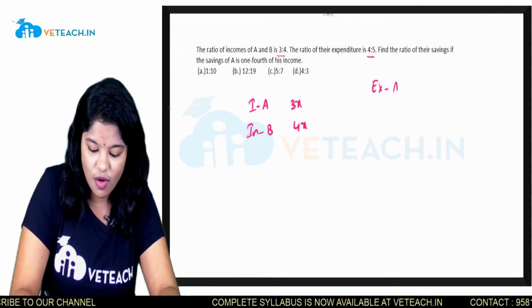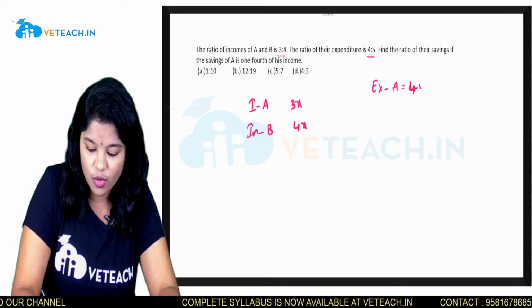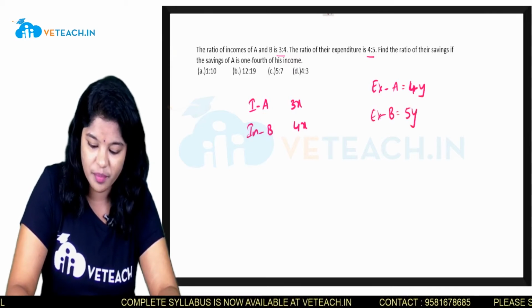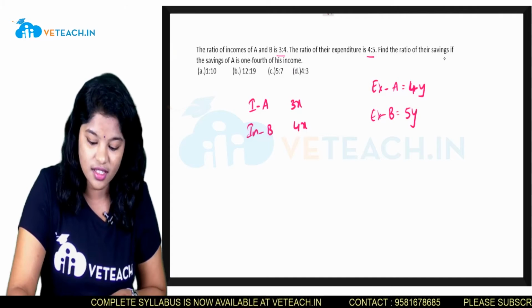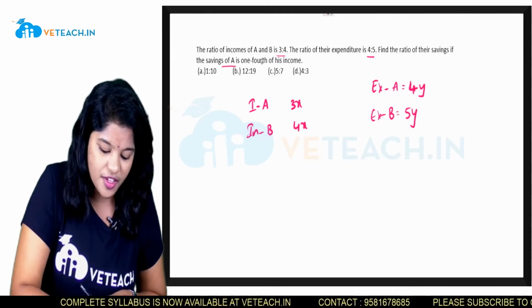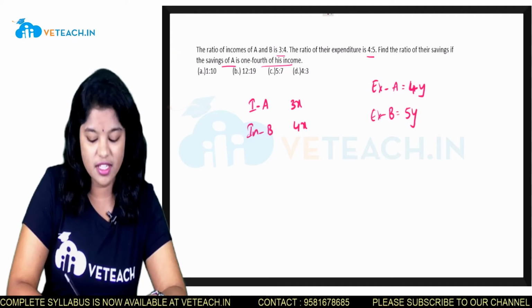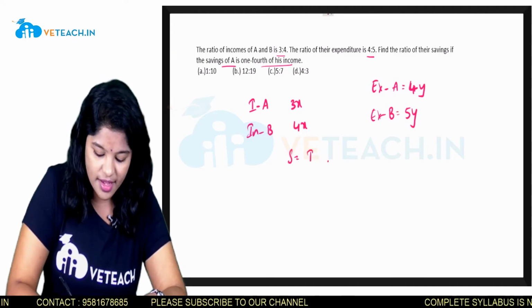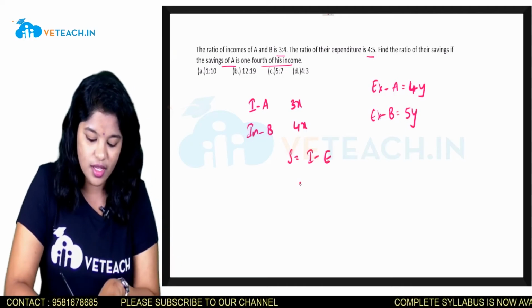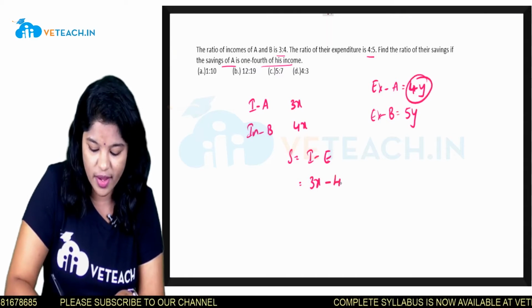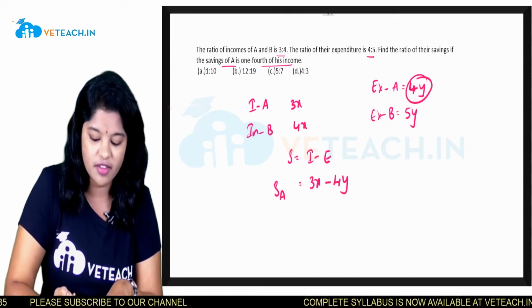So expenditure of A will be 4y and expenditure of B will be 5y. They also have given the savings of A is 1/4 of his income. So what will be the savings? Savings is nothing but income minus expenditure. So the income of A is 3x minus his expenditure is 4y. So this is nothing but the savings of A.